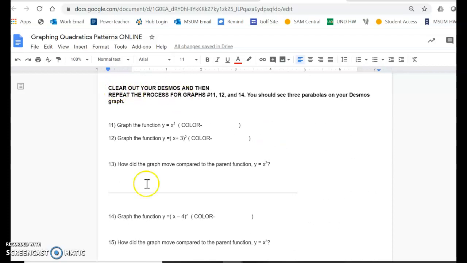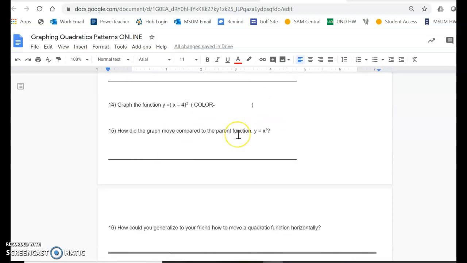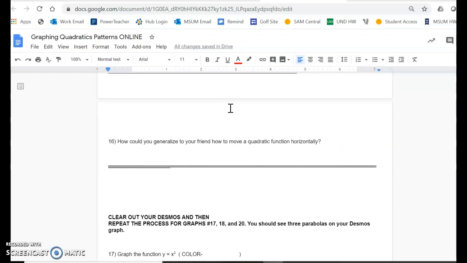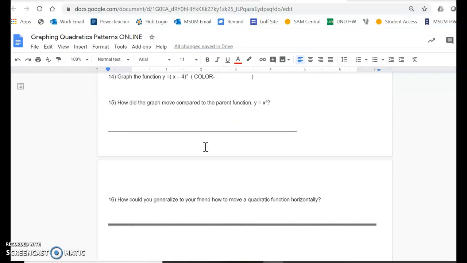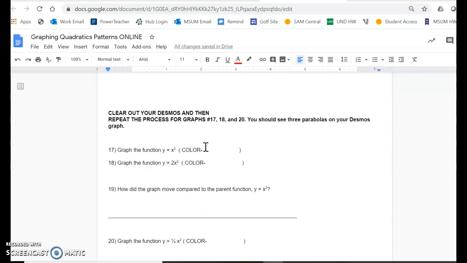Again, it says clear out your Desmos and repeat the process for graphs 11, 12, and 14. So again, you're going to graph 11, 12, and 14. Explain again how they compare to that parent function. For this question, it says, how do you generalize to your friend how to move a quadratic function horizontally or left to right? That's what it means to generalize. If you're telling somebody that knew nothing about quadratics, how would you tell them you would move the parent function horizontally?